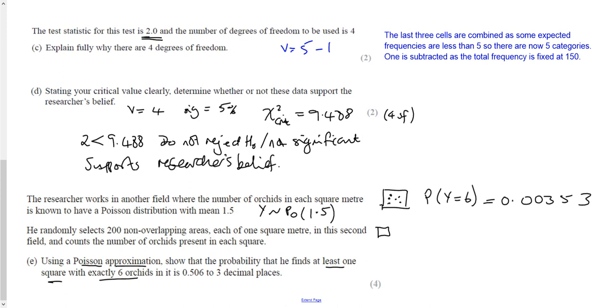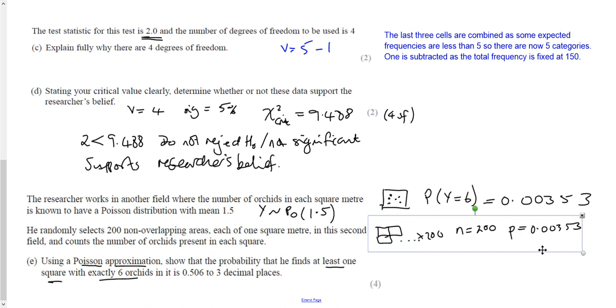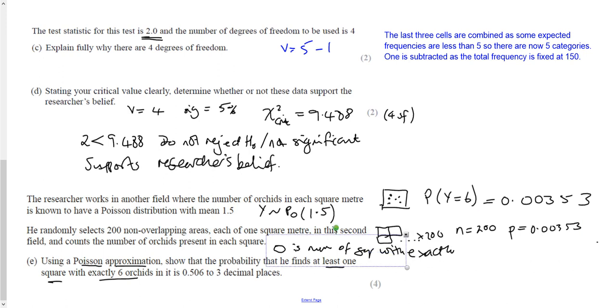Okay, well what's he done? Now he's got 200 of these squares, so loads of them. So he's got an n of 200 squares, and he's got a probability of 0.00353 that each of those squares contains exactly 6 orchids. So if we say that O is the number of squares with exactly 6 orchids, so now we're counting only the squares that have 6 orchids in, then O comes from a binomial distribution with n 200 and probability 0.00353.